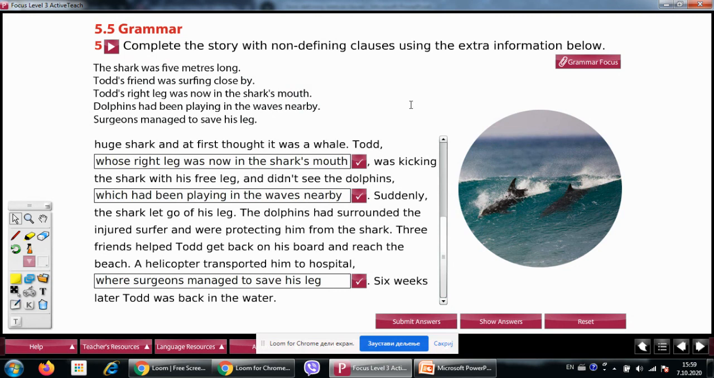Okay, so we have heard the story and we see that we have done the task correctly again. And that would be all for this lesson.